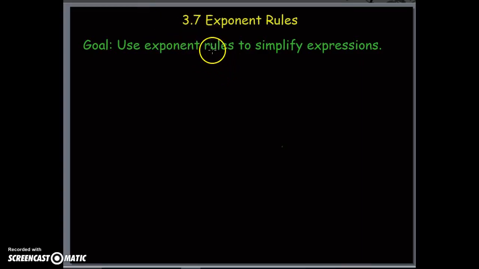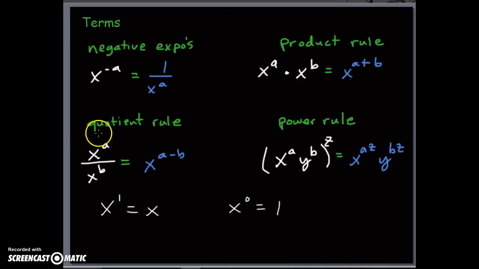Okay, today's video is going to cover all of the exponent rules we've learned up until this point. So we're going to use those rules to simplify expressions. Here's all of the rules that we've learned so far, so please pause this video and review this page for the rules that we've learned.